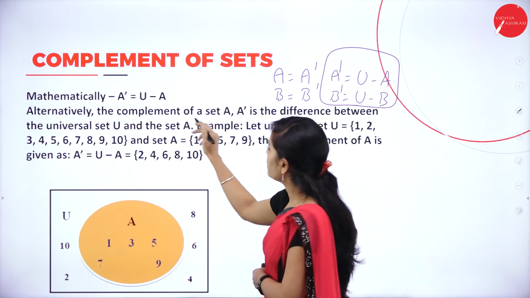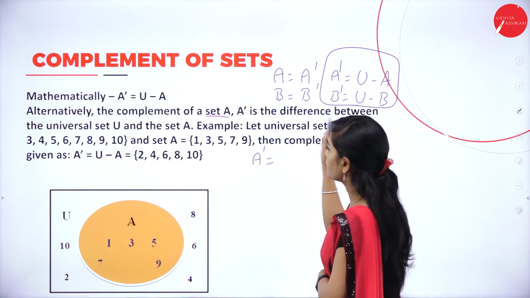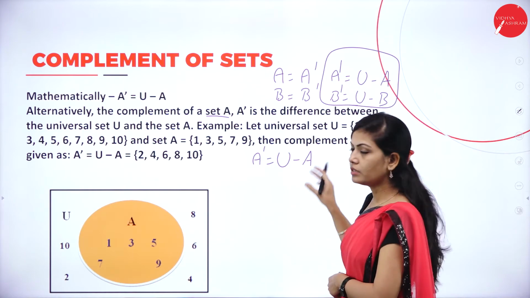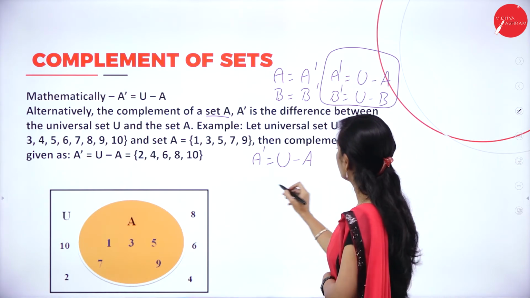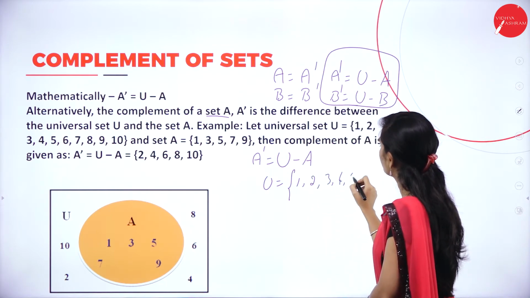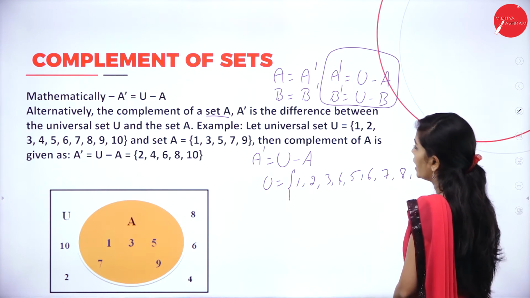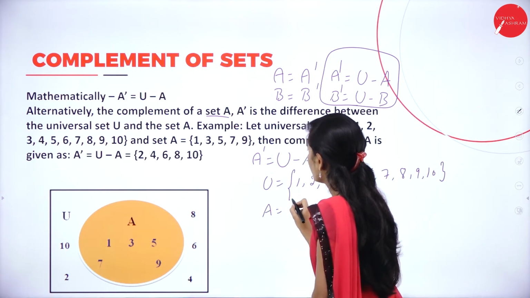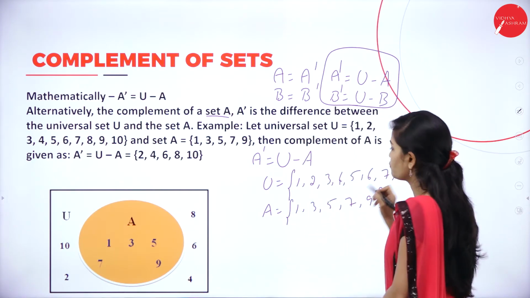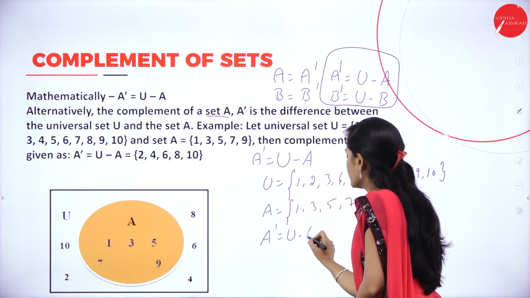So here the complement of set A is the difference between universal set and the set A. Here I have universal set U equal to 1, 2, 3, 4, 5, 6, 7, 8, 9, 10, and set A is 1, 3, 5, 7, 9. First find out A dash. So what is A dash? A dash is equal to U difference A.